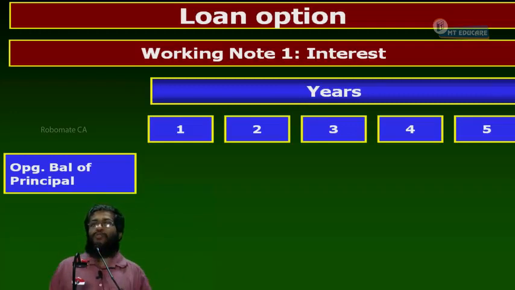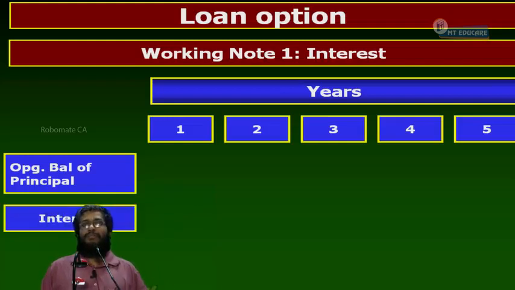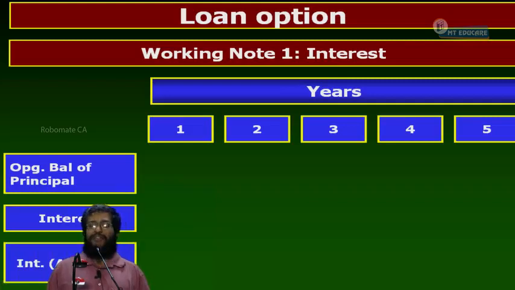Particulars: year 1, 2, 3, 4, and then 5. Can I proceed? Now, particulars: opening balance of principal, interest, interest after tax. In particulars, I have three items to be filled up.